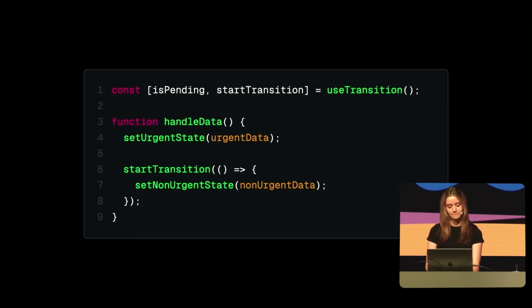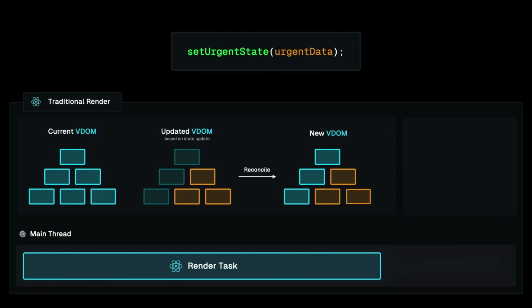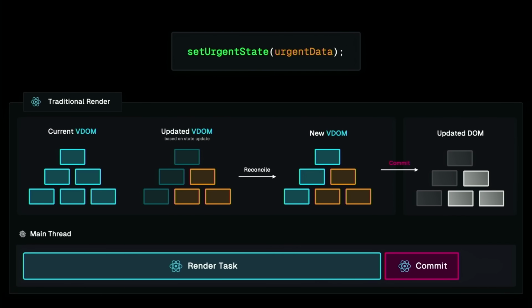So transitions were introduced in React 18 as a way to mark a certain state update as non-urgent. And we can do this by wrapping this update in a start transition. So by default, React renders all the necessary components in a single, uninterruptible task. But depending on the complexity of this update, it can take quite a while before React has actually rendered these updates and then committed them to the DOM.